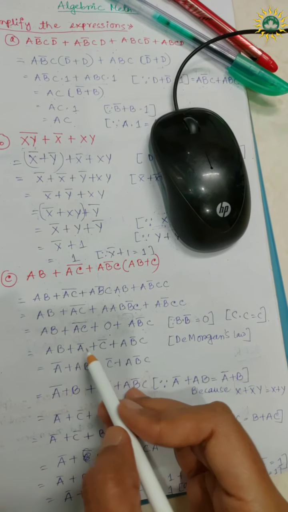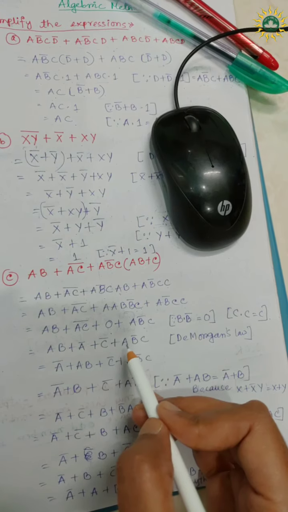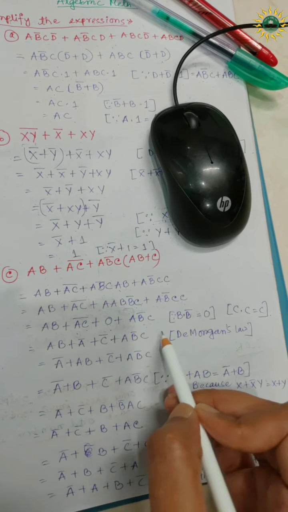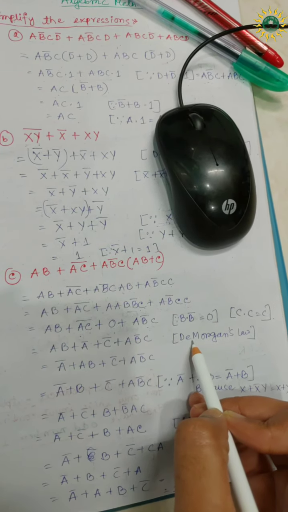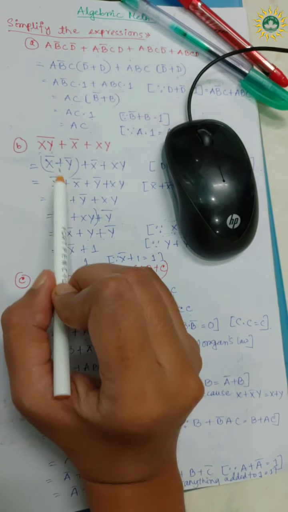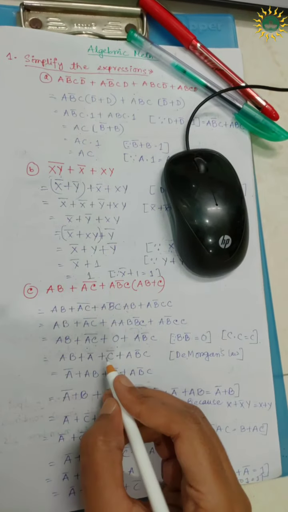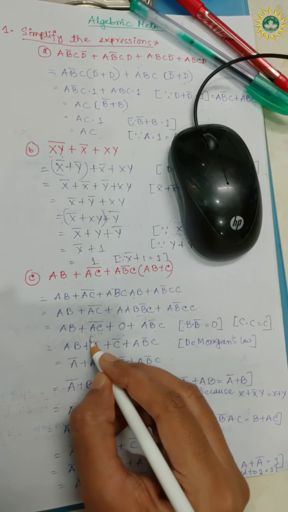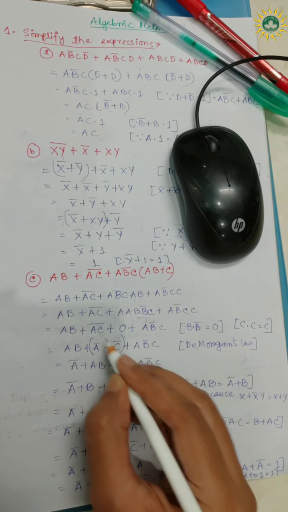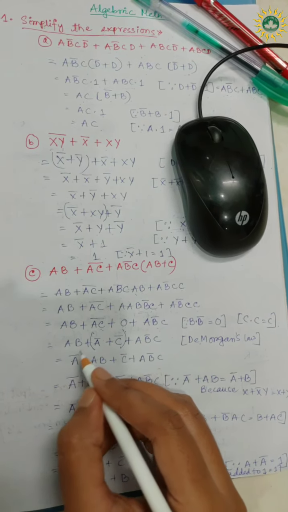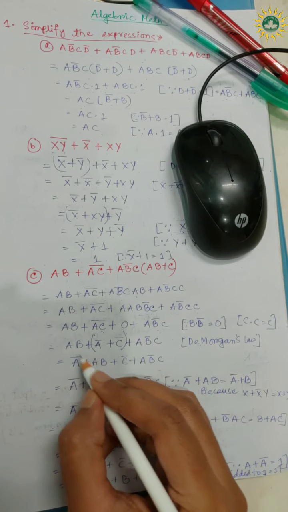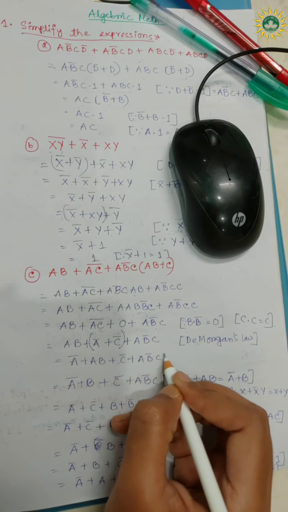Now what we are doing, we are breaking this using De Morgan's second law, right? Just the way we did here. We are breaking this using De Morgan's second law, from this to this, and then we are putting them all in a line. A bar plus AB, C bar plus ABC.